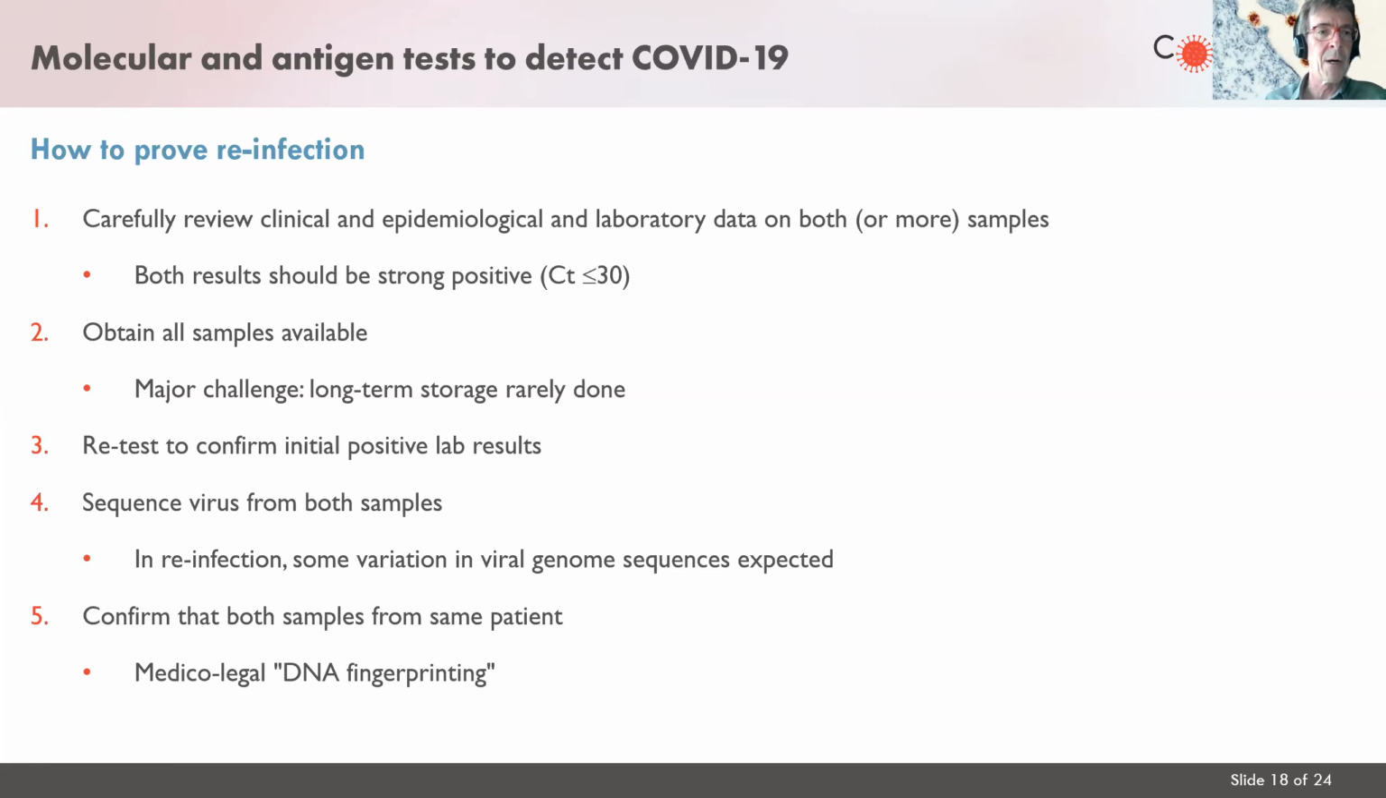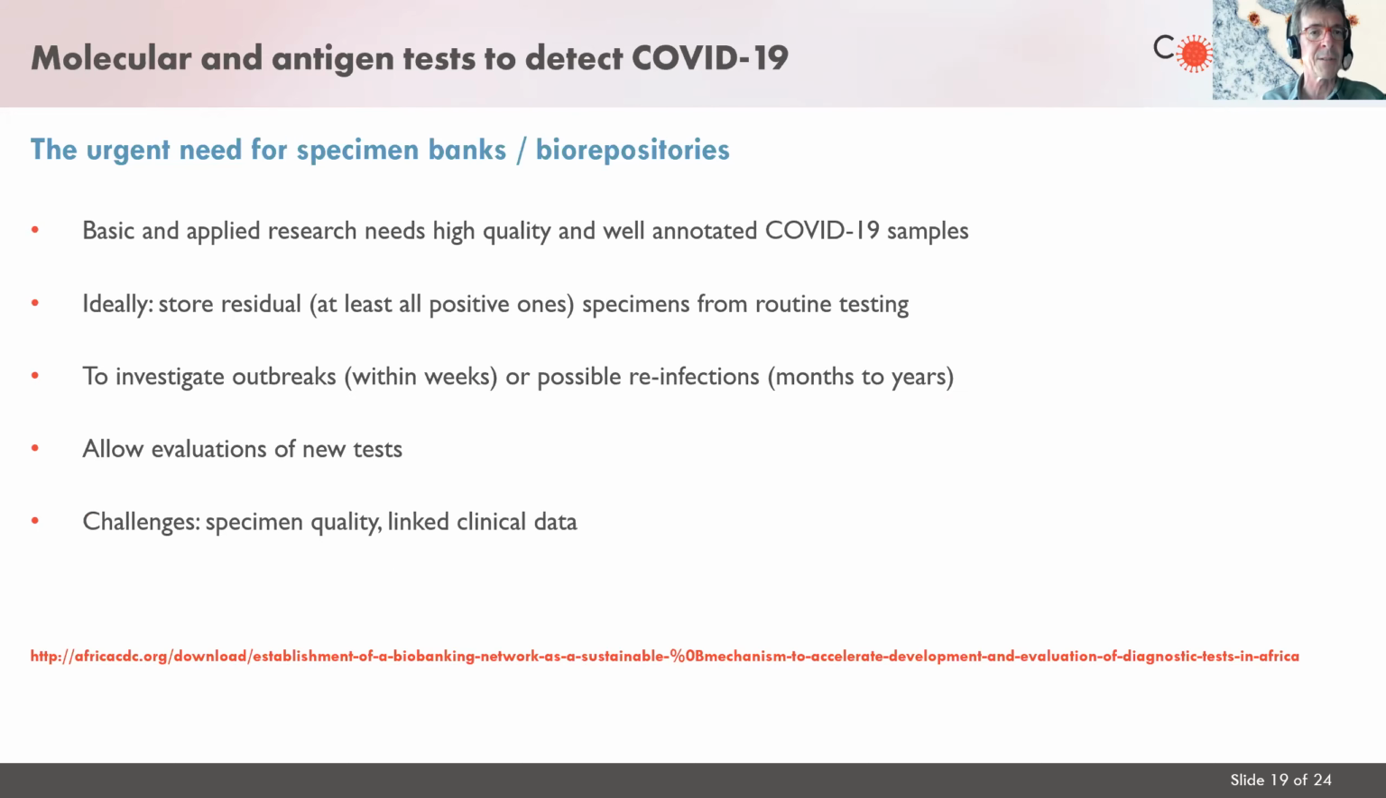So these are our own criteria for investigating possible reinfections: if both tests are strong positive and a month or longer apart, we then try to obtain all available samples, which is a problem because many labs don't store them for any period of time. Retest to confirm, and try to do sequencing from both samples to confirm that there are different viruses. There will be subtle differences, but they should not be identical if they are indeed due to reinfection, and then ultimately one can confirm that they're both from the same patient.